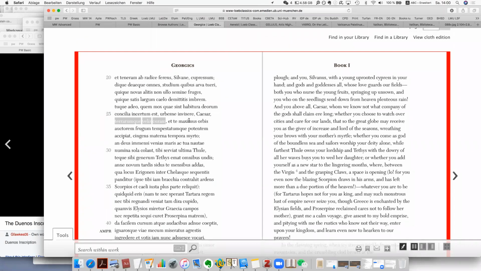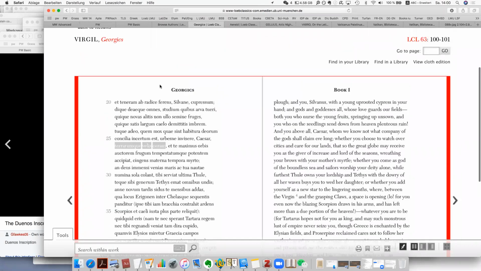So this one is another work by Virgil. It's called the Georgics. It's about agriculture or something like this. Yeah. So in this one, we have this sentence. The meaning is that you choose to watch over cities and care for our lands. So "velis cura terrarum que". So here we have another current example of Urbis, right? It is also written as Urbis.